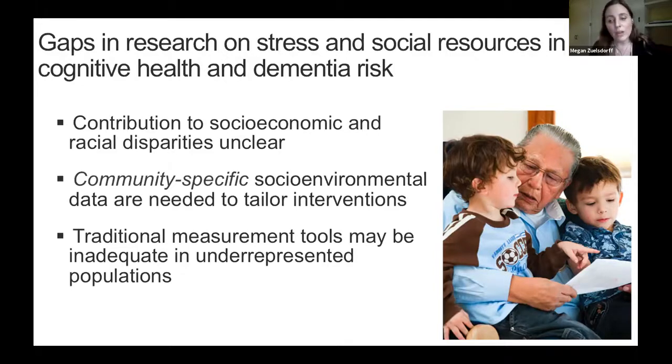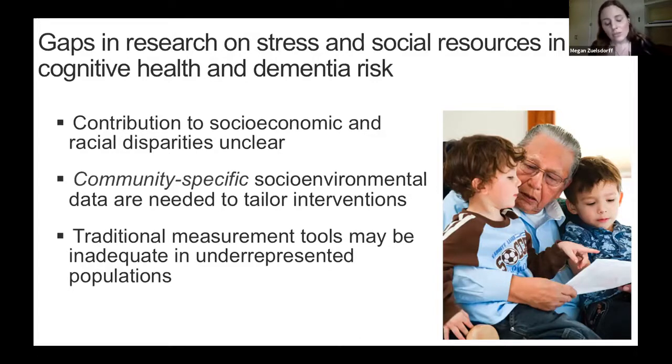So for instance, although we are starting to scratch the surface on this, the contribution of socio-environmental stressors to pretty well-established but still underexplained social disparities in cognitive aging and dementia risk is still unclear, and I'd argue understudied. At the same time, we know that there is significant underrepresentation of a lot of populations in our study design and in our cohorts. What this means is that there are a lot of voices and experiences that are just wholly missing from that body of literature. And that means we don't necessarily have the community-specific data that would help us to tailor interventions or to bolster resources that are already working and helping people in communities.